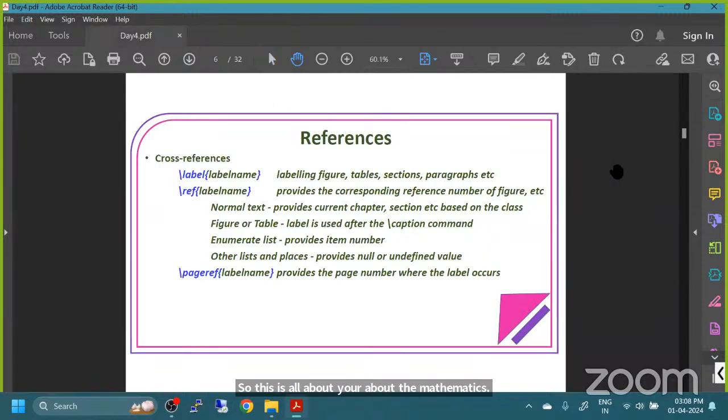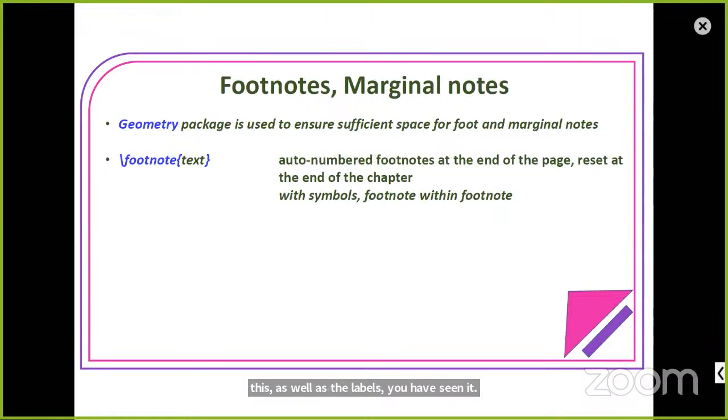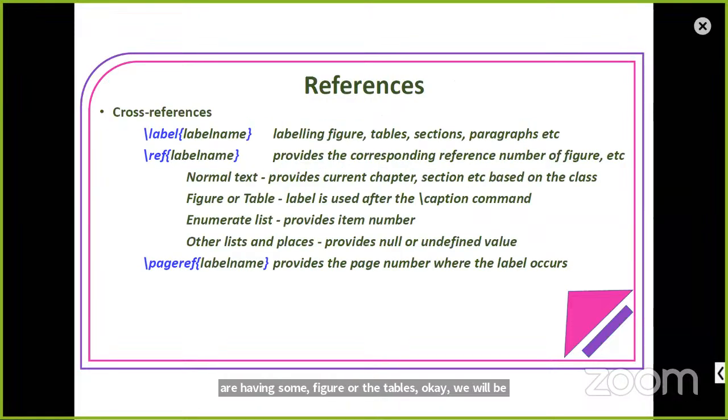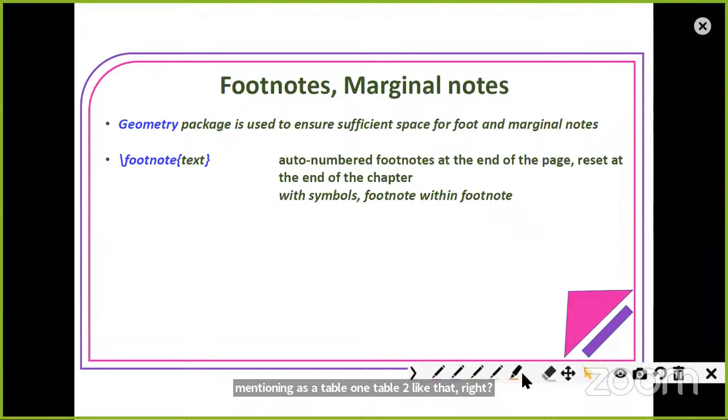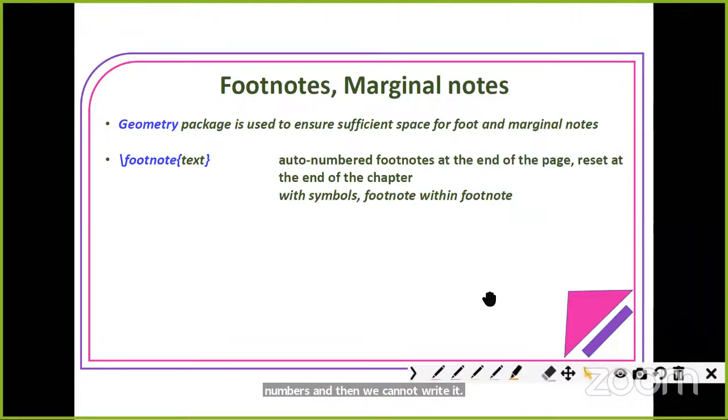Next we will go with the references. The cross reference we have already seen, in the examples with figures as well as labels. Suppose you have figures or tables, we mention them as table 1, table 2, and so on. If you have a large number of tables and figures, it is difficult to remember the numbers and write them. So for that, we will use the label command.